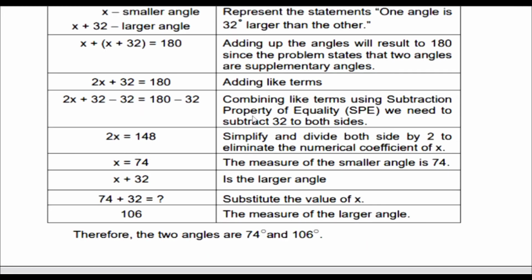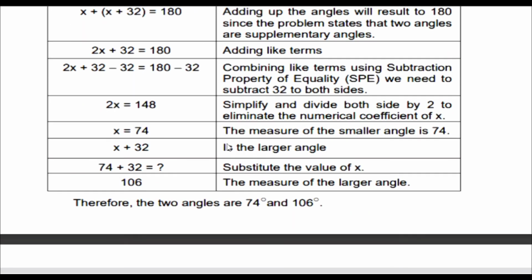Next is combining like terms using the subtraction property of equality, or the SPE. We need to subtract 32 from both sides. So we have 2x plus 32 minus 32 will result to 0. And then 180 minus 32 is equal to 148. Next, we have to simplify and divide both sides by 2 to eliminate the numerical coefficient of x.